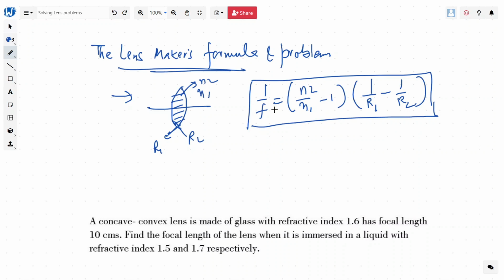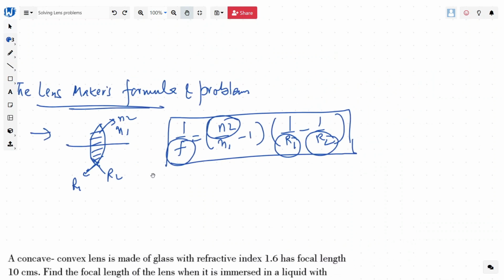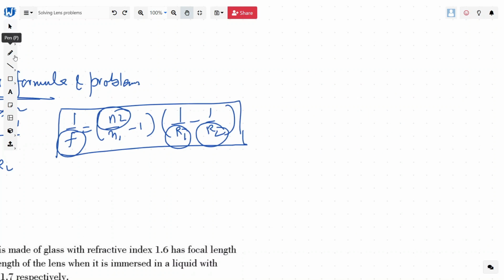And if you want to create a lens for a particular focal length, we can manage R1 and R2 and also the refractive index to make a lens of particular focal length. Now here is an important point. We want to just see how the focal length of a lens varies, on which all things, right?